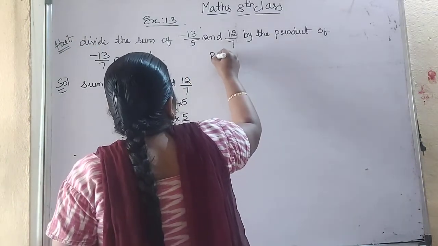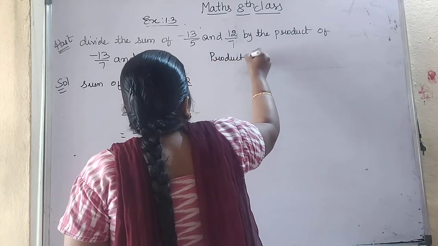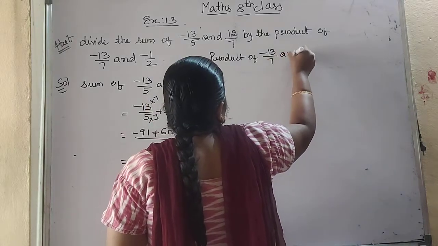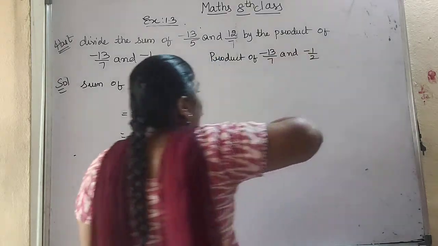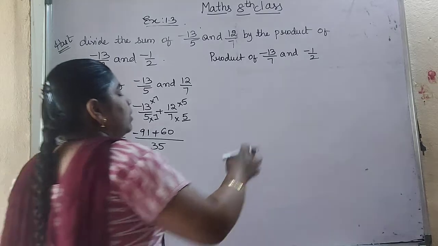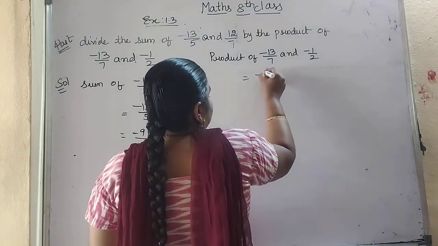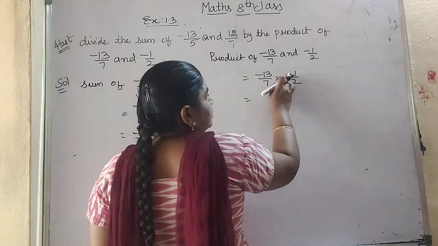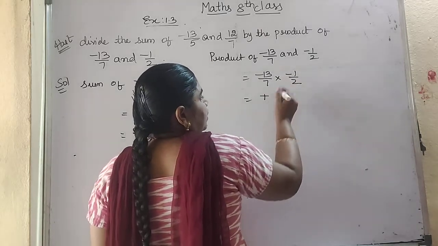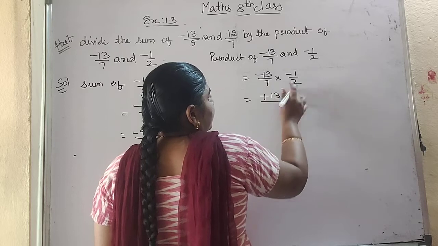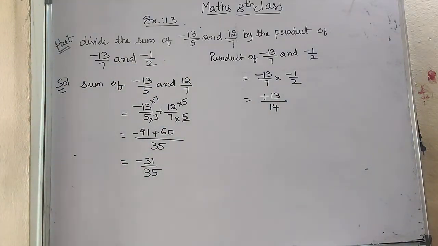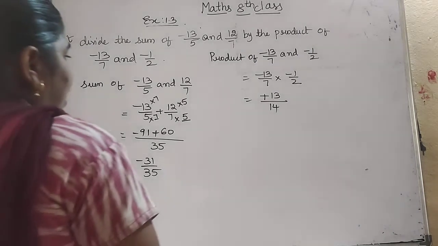Now we have to multiply, the product of minus 13 by 7 and minus 1 by 2. Product is nothing but multiplication. So we have to multiply these two. So minus 13 by 7 into minus 1 by 2. Minus into minus will be plus. 13 ones is 13, by 7 twos is 14. So after multiplying the two rational numbers, you got plus 13 by 14.